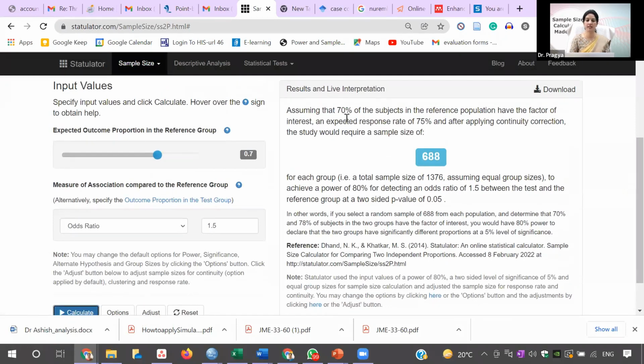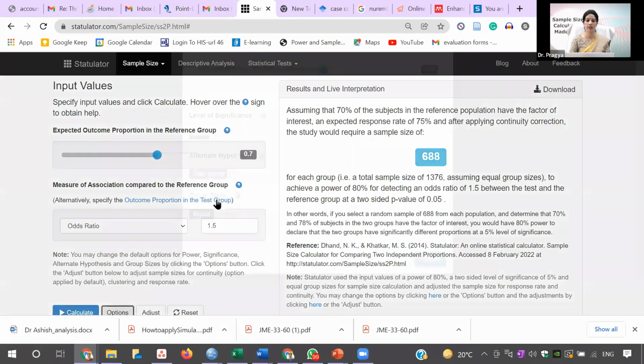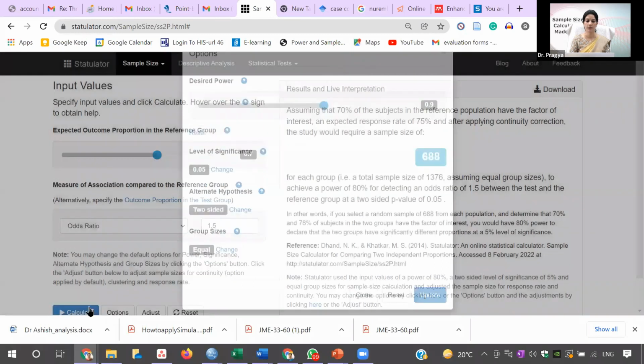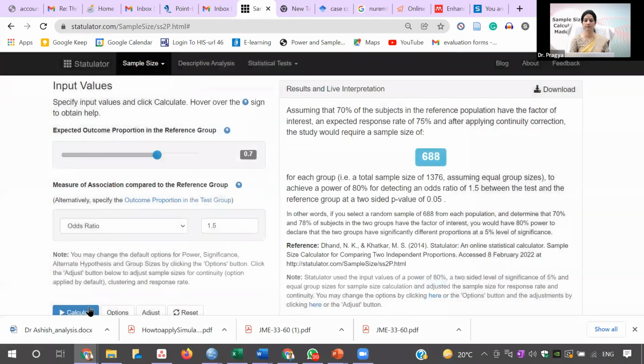So it is writing that 70% of the subjects in the reference population have the factor of interest, and expected response rate of 75%. After applying the continuity correction, the study would require 688 in each group, a total sample size of 1376 to achieve a power of 80%. Again, it is 80%, so you can increase it many a times. It comes back again to 0.9. So you can see now, again calculate.